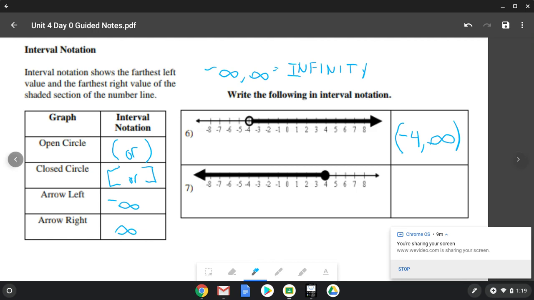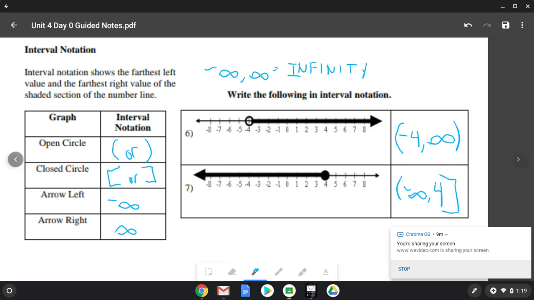This next one, if we're reading from left to right on number 7, the arrow goes to the left forever. So I know that's negative infinity, and I said that always has a parenthesis. And then what number does it go to? Well, it goes all the way up and stops at the number 4. And that one is going to have a bracket because we included that as part of our answer.